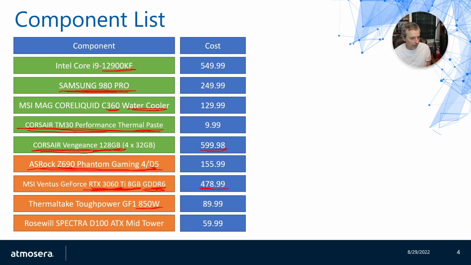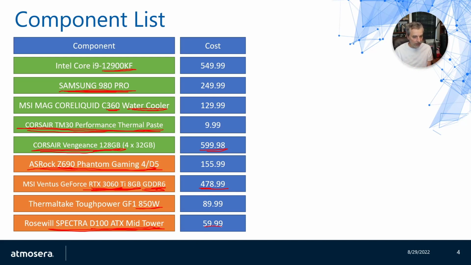Now for the case, I went with this Rosewill Spectra D 100 ATX mid tower. It's not a great case. It's not a terrible case. It's something that's nice. It's got a nice tempered glass side panel, and it has the fans with LEDs on them, RGB and all that kind of stuff. It's not particularly premium, but it's adequate for what I did, and it certainly works. And you'll see this case when I do my build montage here in a moment. But this particular case is a nice case for the money.